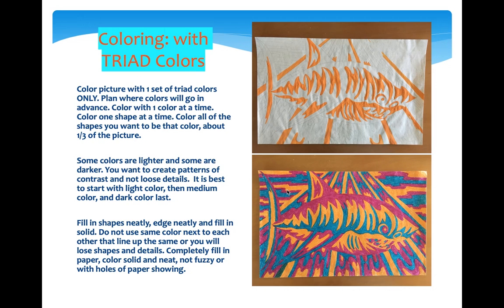Fill in the shapes neatly, edge neatly. You don't want to be going real fast. Remember, slow, small, solid when you're coloring. Do not use the same color next to each other. Line right up, or you're going to lose the shapes and details. And then some of your design points will go away because now I can't see them. Completely fill in the paper. Color solid and neat, not fuzzy, or with holes of paper showing. Remember the trick I showed you last time? If something's not filling in, change the direction the way you are coloring to help fill in spots.